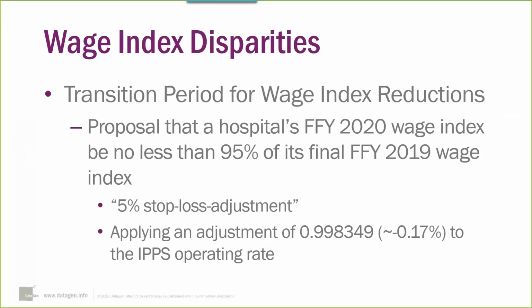As a result of this transition, CMS is applying a budget neutrality offset to the rates. This applies to all hospitals, as it's the base federal operating rates, as well as the federal capital rates. To the federal operating rate, CMS is proposing to reduce that by 0.17%, and to the federal capital rate, which is not on this slide, by 0.27% to account for this stop loss for 2020.